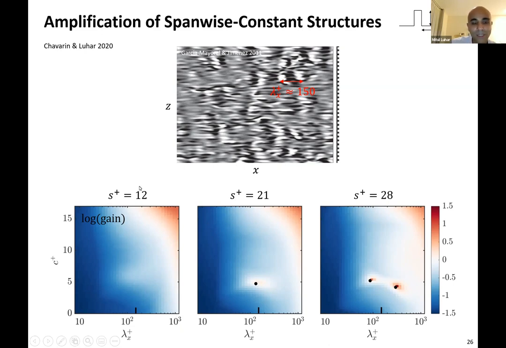And this is for an S plus of 12. So in the drag reducing regime, S plus of 21, the optimal case, and S plus of 28, which is when performance starts to deteriorate. And what we see is that the resolvent framework predicts the emergence of structures with a streamwise wavelength of about 130 viscous units. So there's a localized peak here that matches very closely with the wavelengths observed in direct numerical simulation. So we're able to pick out the emergence of these high gain spanwise rollers.